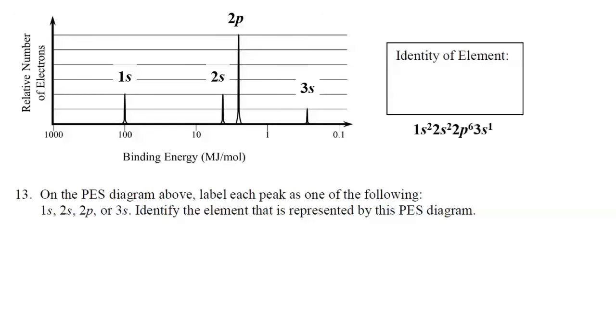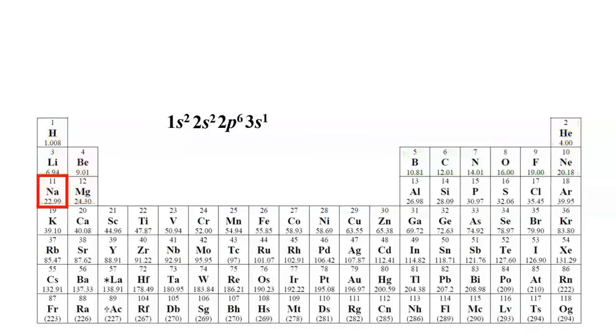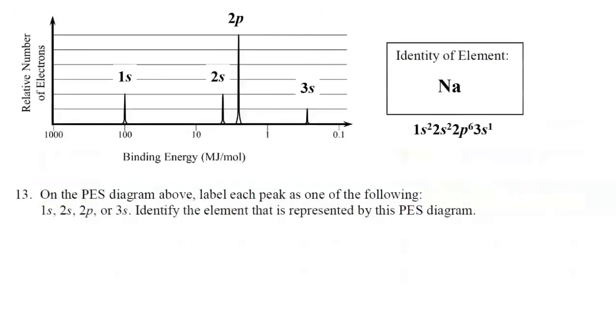So what element is this? Well, 3s1, that would be located in the third period in the first column, first group. That's going to be sodium. So the identity of the element is sodium.